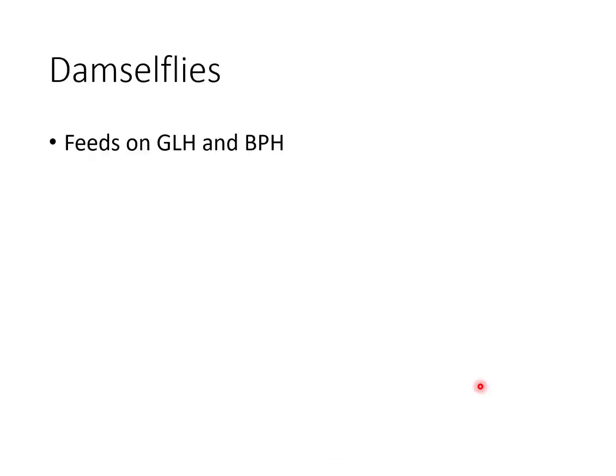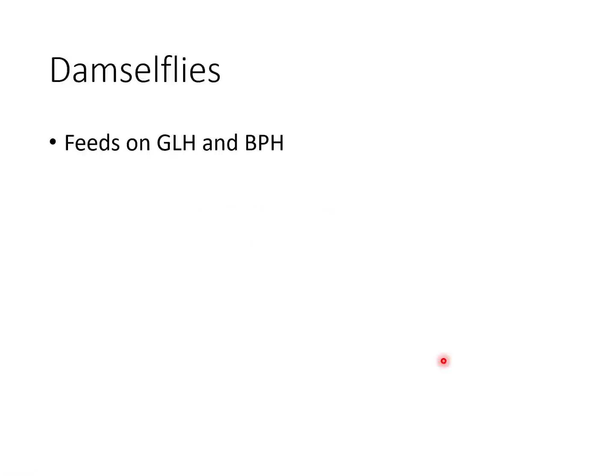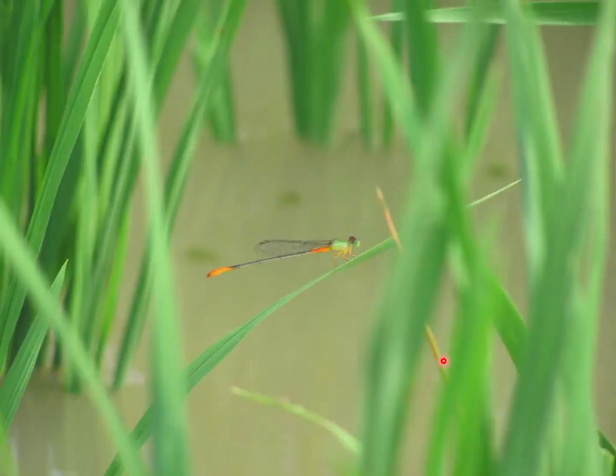Next, damselflies. Damselflies you may be extremely familiar with, and it feeds on insects. This one is feeding on leaf folder adult. It also feeds on GLH and BPH. These are generalist predators. This is another picture of damselfly.